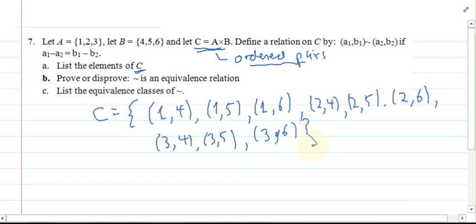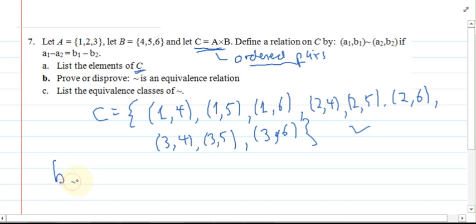Okay. Now it should have 9 elements because the Cartesian product has 3 times 3 elements if there's 3 in the first set and 3 in the second set. So let's see, 1, 2, 3, 4, 5, 6, 7, 8, 9. So we're good. That's the elements of C.